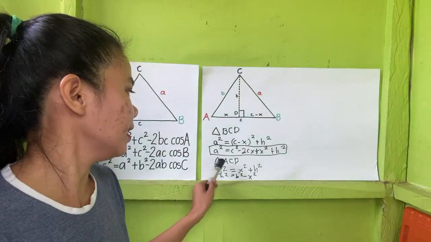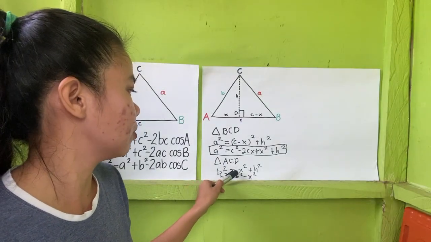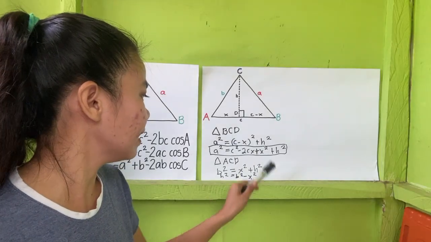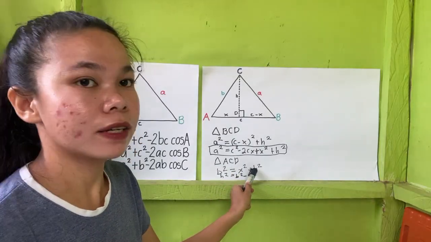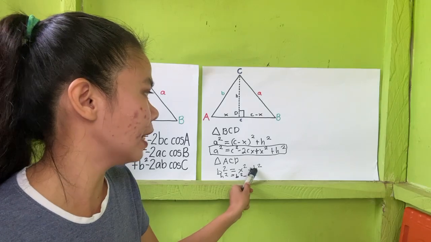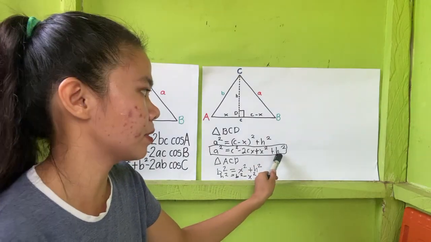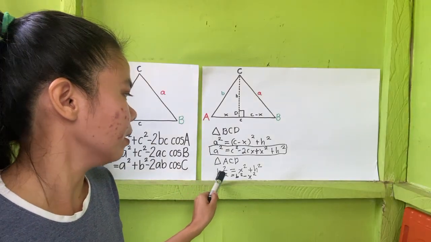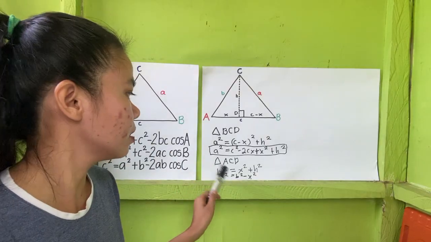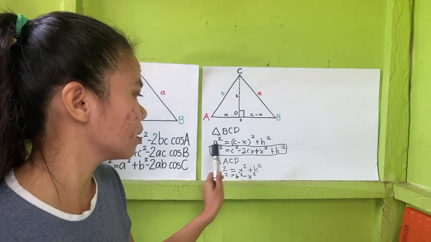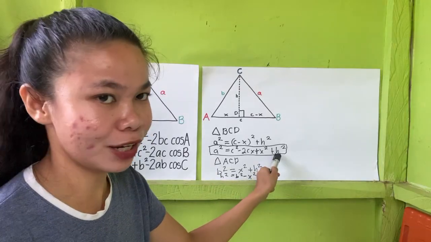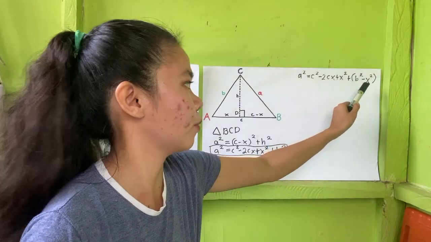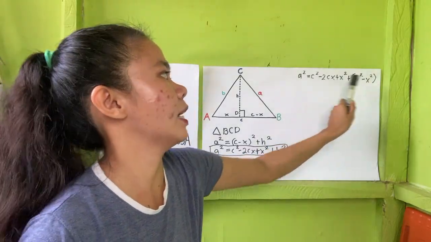For triangle ACD, we have b squared is equal to x squared plus h squared. Now, notice that we can isolate h squared so that we will have a value for this one and can substitute it here. That would give us h squared is equal to b squared minus x squared. We are just going to put this in here. Now, we are done substituting b squared minus x squared for the h squared we had here.